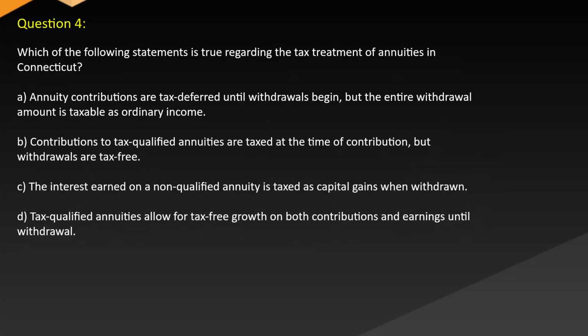Question 4. Which of the following statements is true regarding the tax treatment of annuities in Connecticut? A. Annuity contributions are tax deferred until withdrawals begin, but the entire withdrawal amount is taxable as ordinary income. B. Contributions to tax-qualified annuities are taxed at the time of contribution, but withdrawals are tax-free.